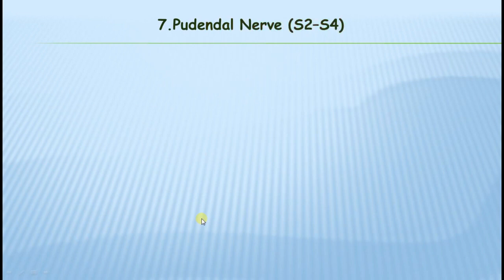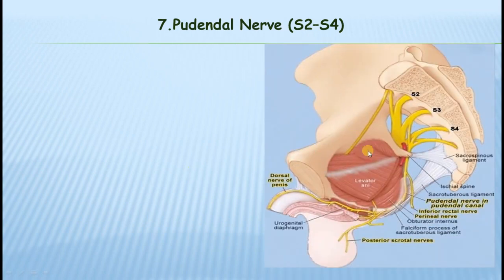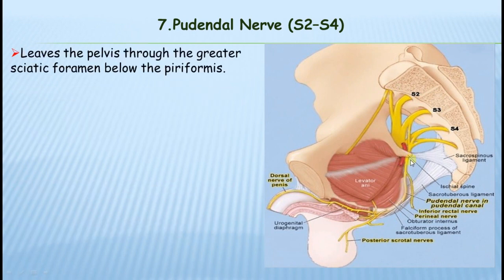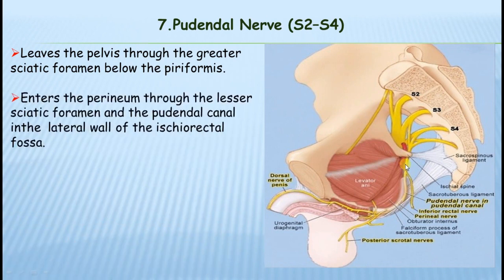Next, coming to the pudendal nerve. One of the important nerves, it is mainly formed by S2, S3 and S4. It leaves the pelvis through the greater sciatic foramen, and then what happens? This is the greater sciatic foramen. Then it is related to the dorsal surface of the spine of the ischium, and then enters the perineum through the lesser sciatic foramen, and then runs in the pudendal canal on the lateral wall of the ischiorectal fossa.